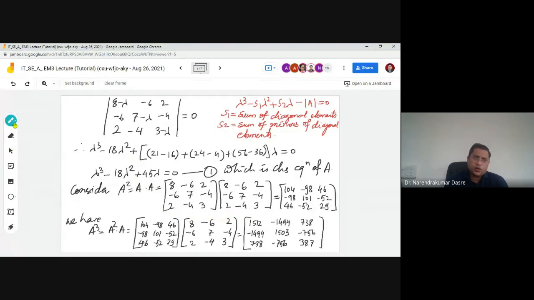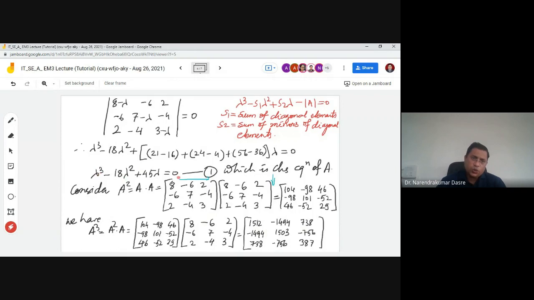Then we consider the row of the first matrix and the column of the next matrix, using this row and this column, this row and this column, this row and this column. So we got the value of A squared. Once you know A squared, we calculate the value of A cubed: A squared into A, and then we got the value of A cubed.